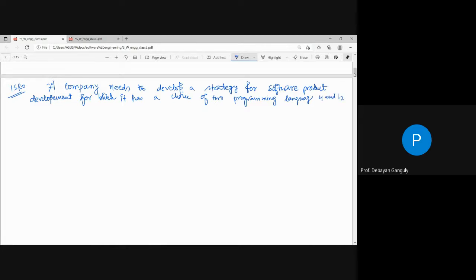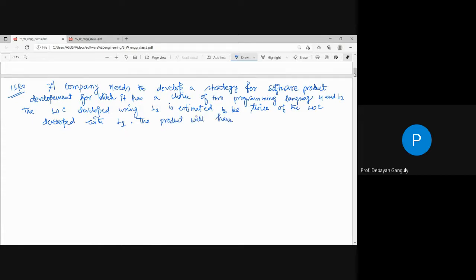L1 and L2. The number of lines of code, that means the LOC, developed using L2 is estimated, that means if we develop the project with the second programming language, L2, then the number of lines of code developed using L2 is estimated to be twice the lines of code developed with L1. The product will have to be maintained for 5 years.